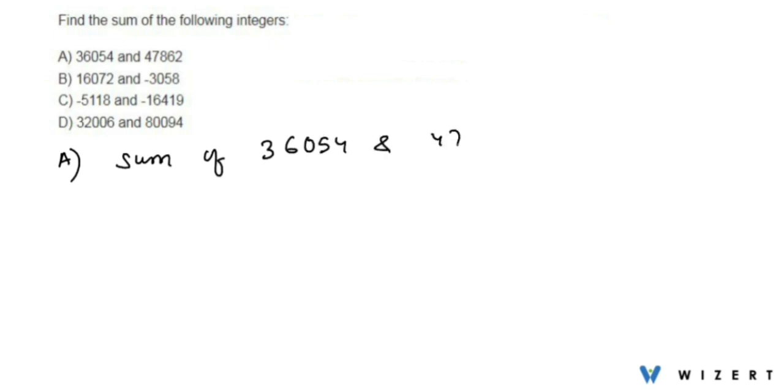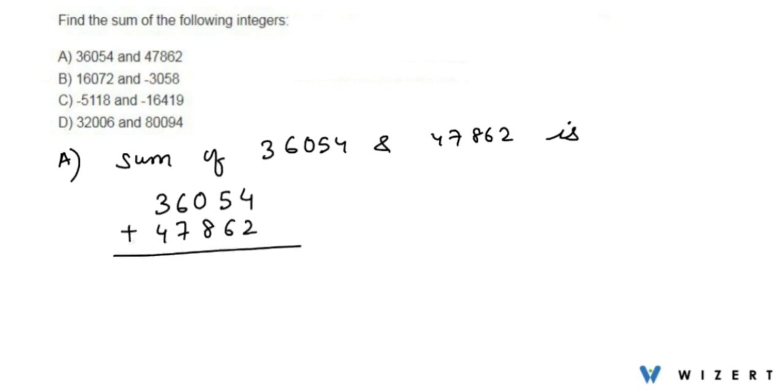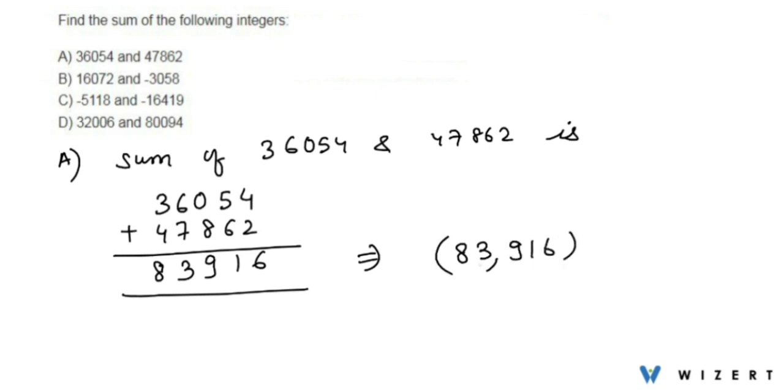36,054 and 47,862. So this sum, if we do the simple addition, we will get what? So 4 plus 2 is 6, similarly 5 plus 6 is 11, 1 carry, and then similarly we can do the final addition. So this is the answer for A option, 83,916. This is the sum.